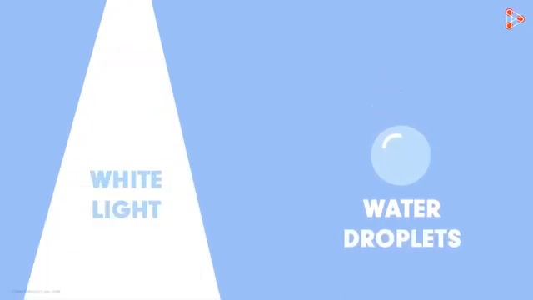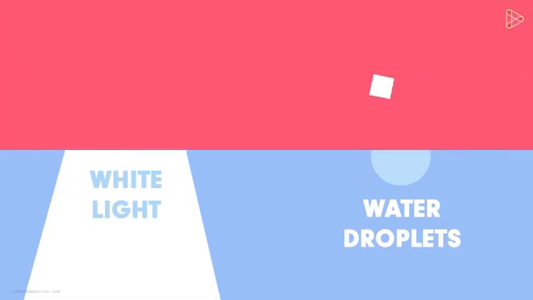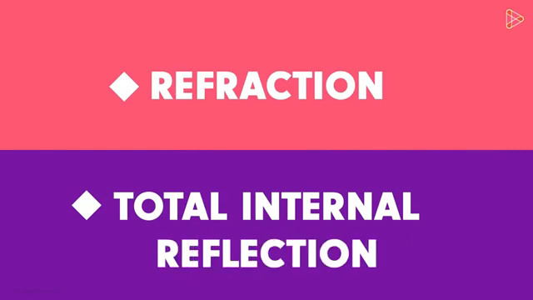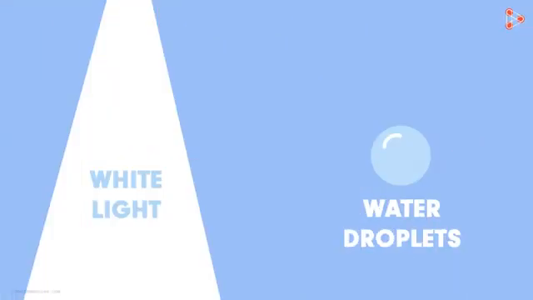Well, the formation of the rainbow results from the simplest of optical phenomena known as refraction and total internal reflection. Yes, among these two, we know quite a lot about refraction of light. Okay, so let's see how sunlight and droplets interact with each other.